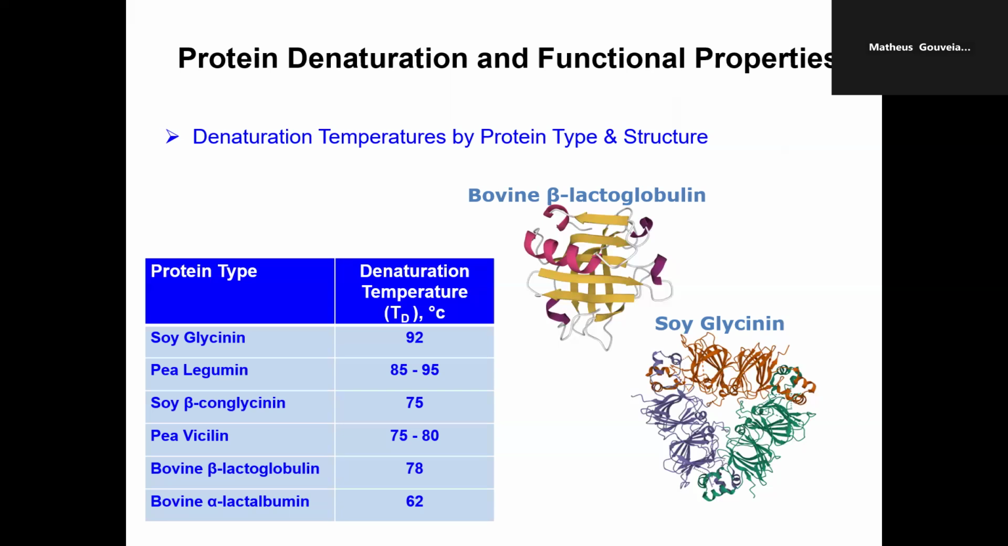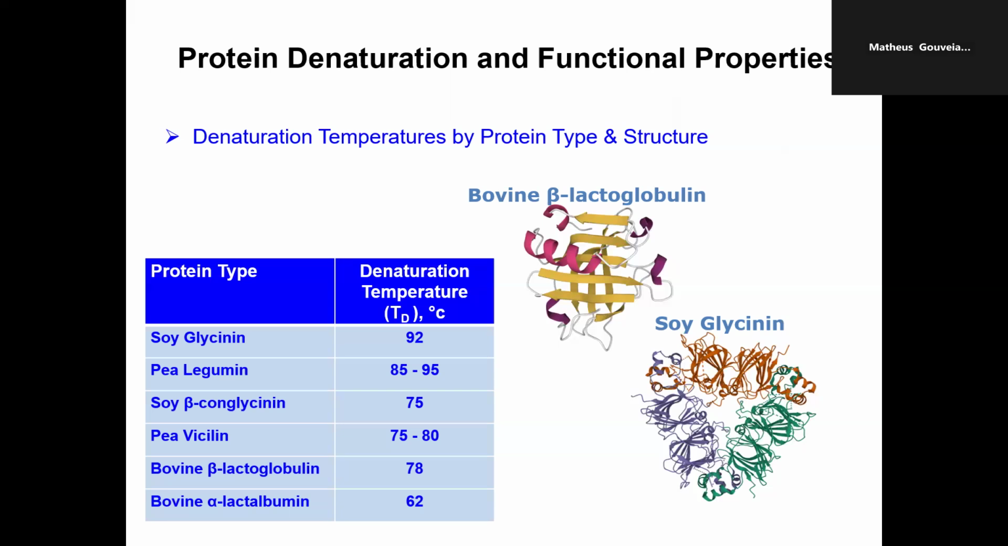Beta-conglycinin, which is 7S, a trimer, denatures at a lower temperature because there are no disulfide linkages. So you see that difference in denaturation temperature. Same with vicilin, it's also a 7S trimer like beta-conglycinin. It's very similar, but again with pea, we see that range because of a lot of variation in different breeding lines.